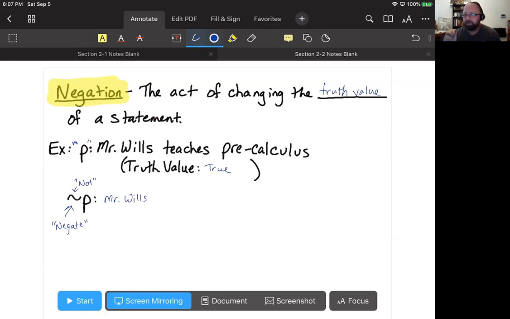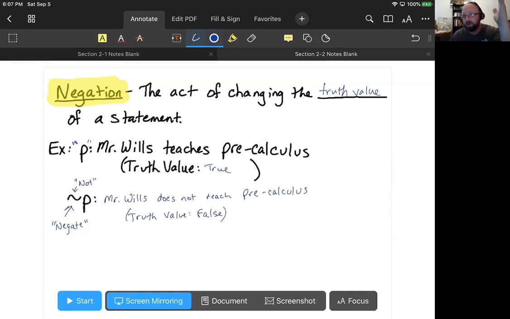So we started off with "Mr. Wills teaches pre-calculus." The opposite of that in English would be "Mr. Wills does not teach pre-calculus." This is the exact opposite statement, and it has the exact opposite truth value. The truth value of this statement is false. I do have a pre-calculus class, so this would be a false statement.